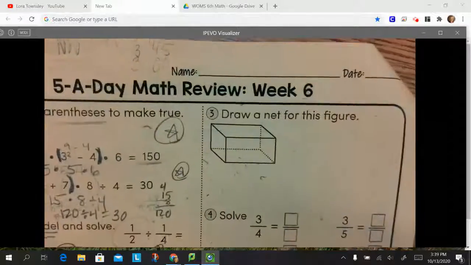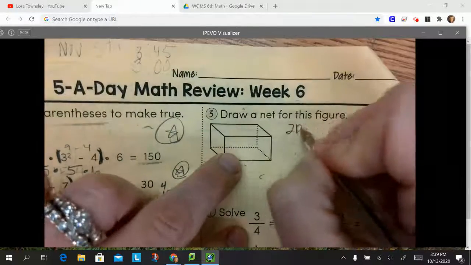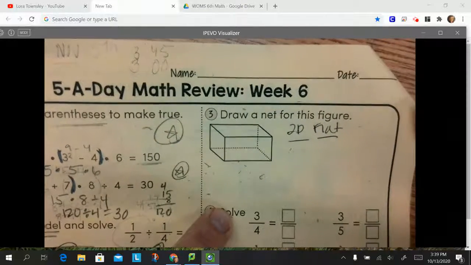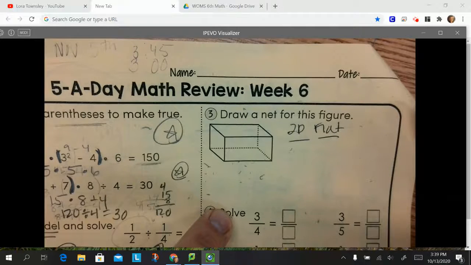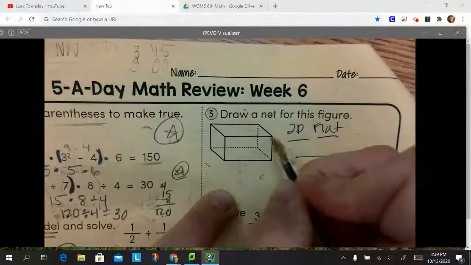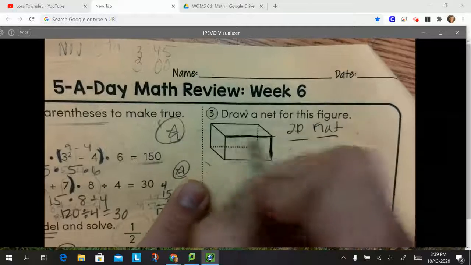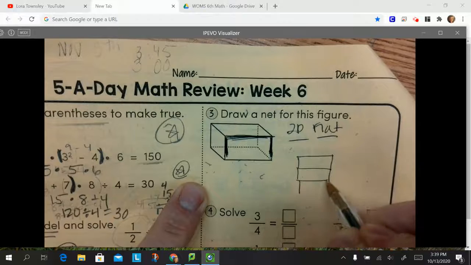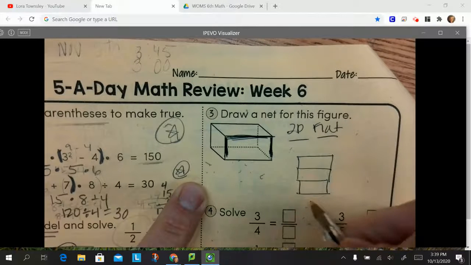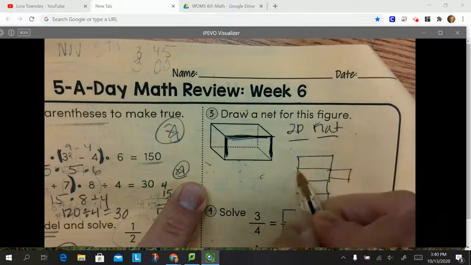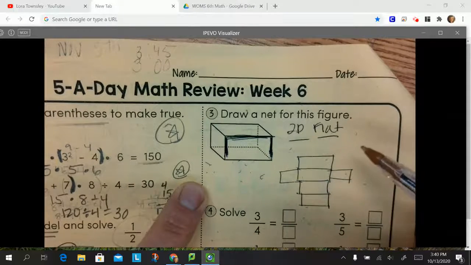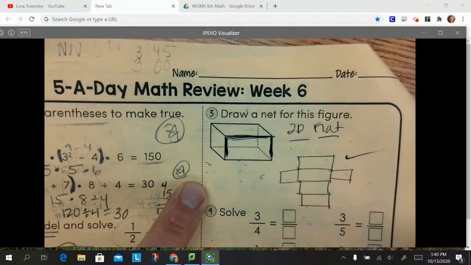Okay, the next one, number 3. Draw a net. A net is a 2-dimensional flat figure. All right? 2-dimensional flat figure. All right, so this box, if we would take a pair of scissors and cut on these edges, and we made it flat, it would end up looking like this. Okay, so if we put it together and tuck these up and under, it would work. Okay, so that's one option. There's many other options too, but that's one.